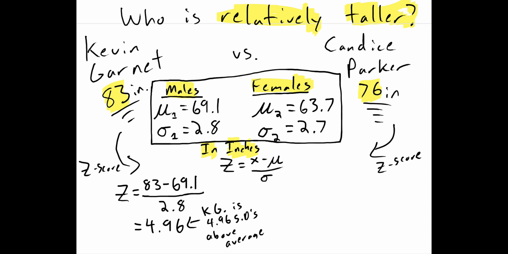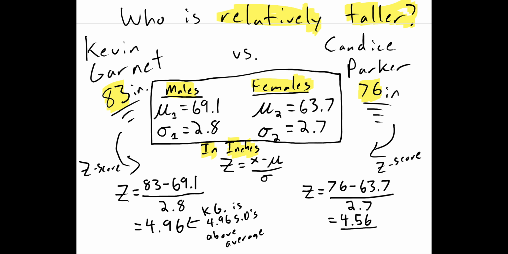Whereas Candice Parker, same thing, we're going to use her data value, her height, but now we're going to use the mean of females, which is 63.7, divided by the standard deviation for females, which is 2.7. And when we do that, we get 4.56. So she is 4.56 standard deviations above average. They're both very tall people.